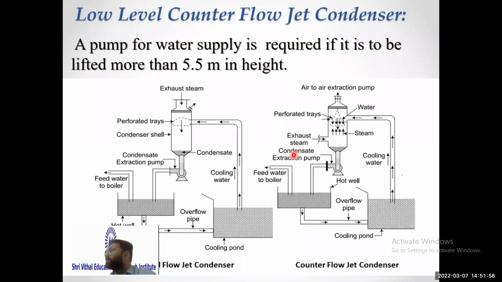There is an extraction pump which will extract this water. It is supplied to the hot well. From the hot well, water will be supplied to the boiler. Some water is again collected in the cooling pond. From the cooling pond, cooling water is collected. So this way the cycle will be there. This is a parallel flow and this is a counter flow.